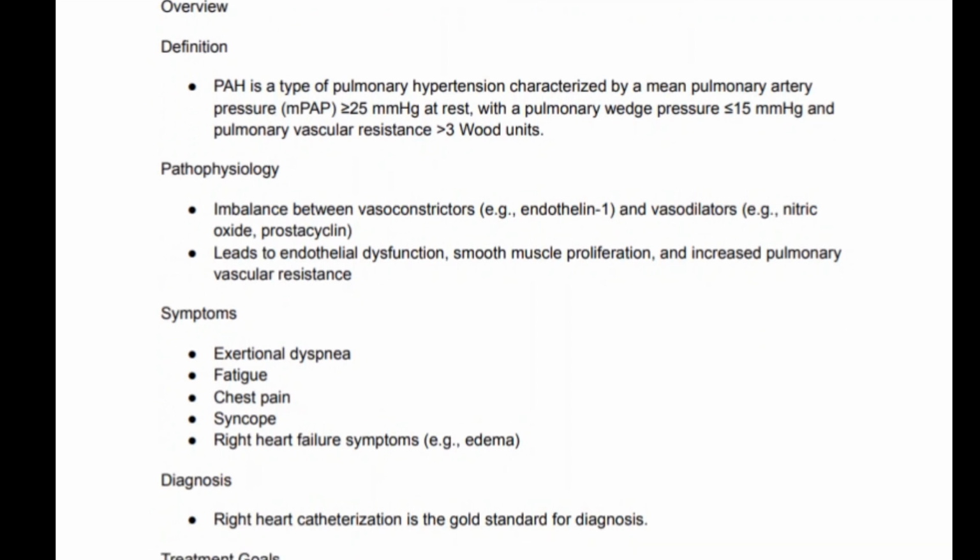What are some side effects we need to be aware of with epoprostenol? It can cause flushing, jaw pain, headaches, and hypotension. And I think there was a pretty serious black box warning for epoprostenol, too. Yes. Risk of rebound PAH if it is stopped suddenly. Definitely something we need to counsel patients about.